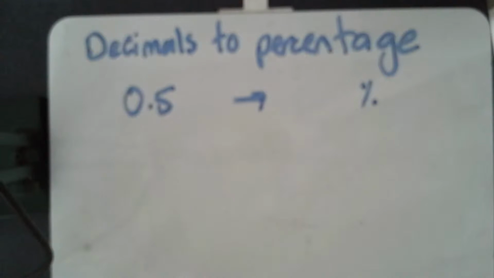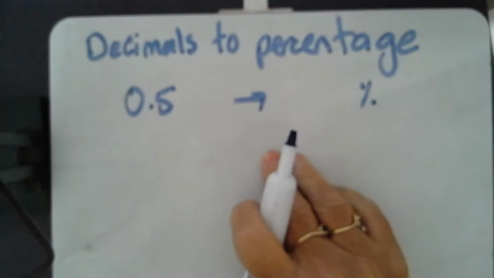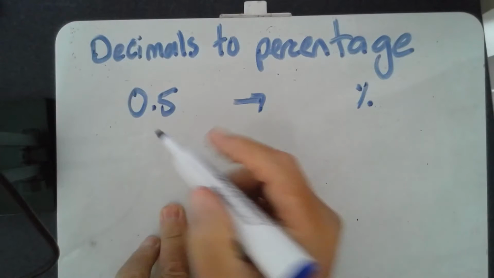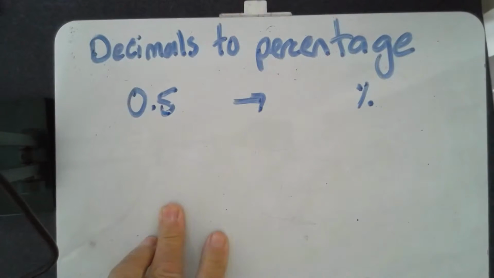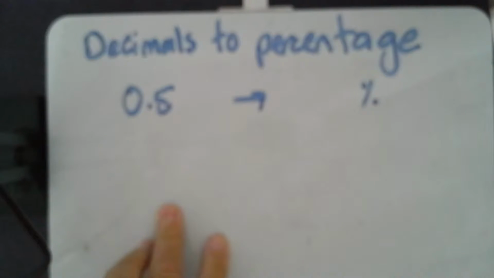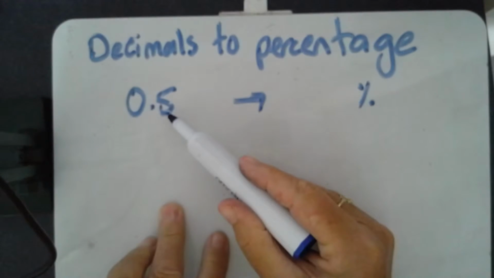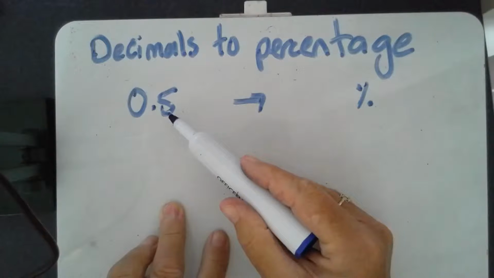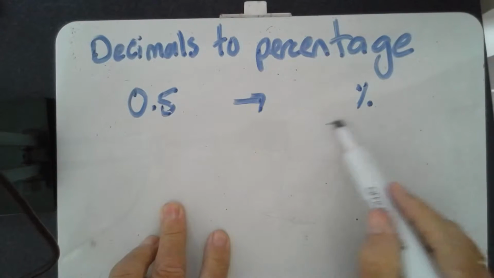Okay, today we're going to look at how to change a decimal to a percentage. Now, first of all, we have to think of 0.5 as a decimal. That would be like 50 cents, or, as we saw in the last video, is equal to a half. So, we've got 0.5, and we want to make that a percentage over here.